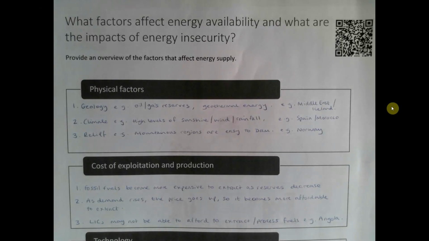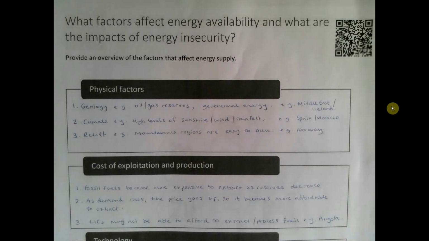So in this video we're going to have a look at the factors that affect energy availability within a country and also think about the impacts that energy insecurity can have on the country and the people living within a particular country. If we start with the factors that affect energy availability, you've got these four sections on your sheet to have a look at. So different categories of factors that can affect the availability of energy within a country.